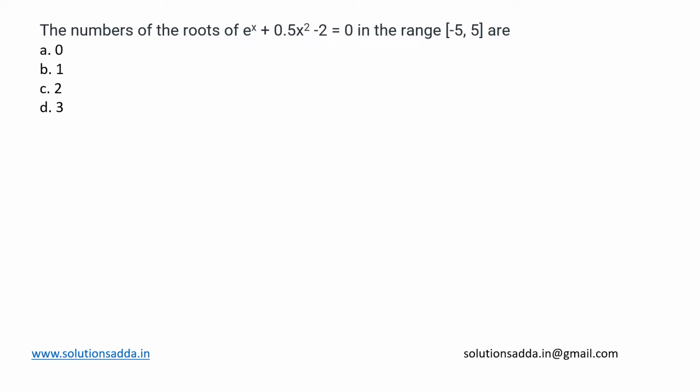This question is based upon algebra. We have been given an expression e raised to x plus half x squared minus 2 equal to 0, and the range or interval given is -5 to 5. We need to determine the number of roots this equation would have in this given interval.